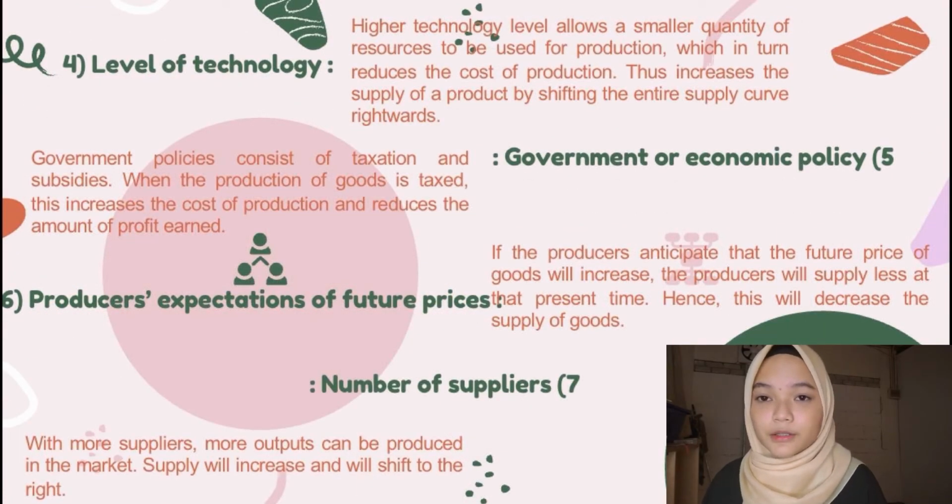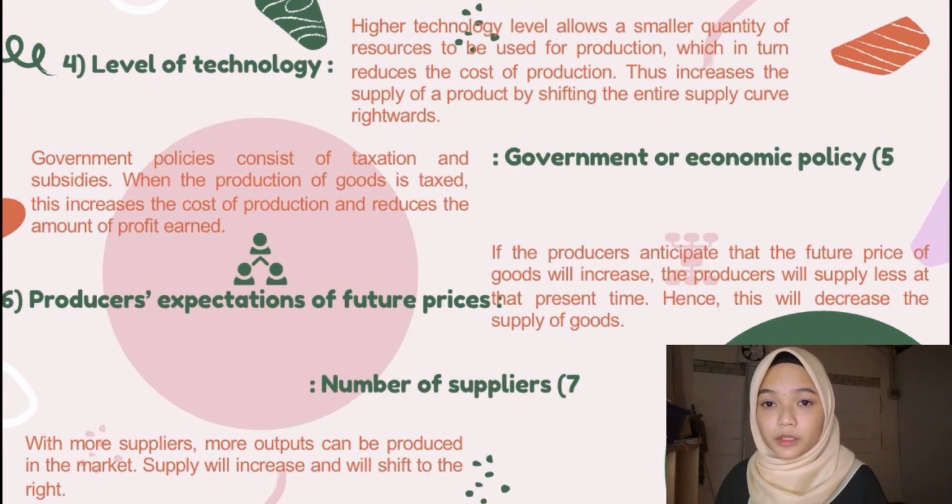Level of technology. A higher technology level allows a smaller quantity of resources to be used for the production, which in turn reduces the cost of production. Thus, it increases the supply of a product by shifting the entire supply curve rightward.